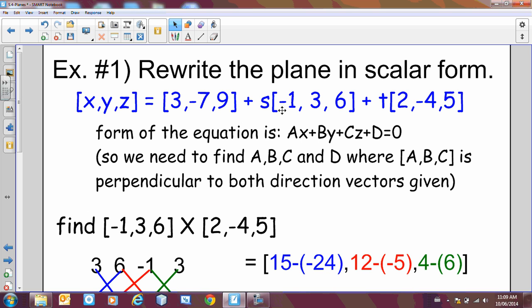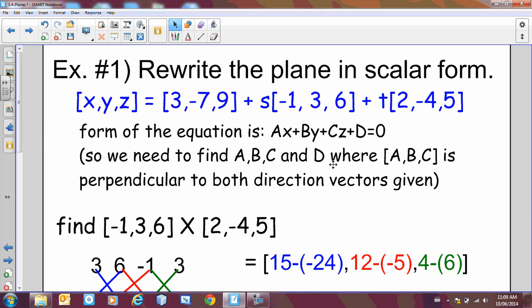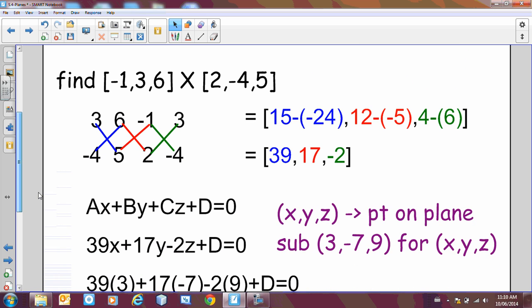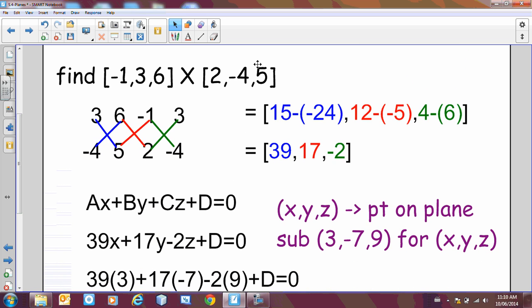So we recognize this is our vector equation, or sorry, this is one direction vector. This is the other direction vector. This is the form, so we're trying to find the A, B, and C, which is the vector perpendicular to both of those. And so I've just kind of gone through the solution here. I don't have to read it off to you. Take the cross product of those, work it out.